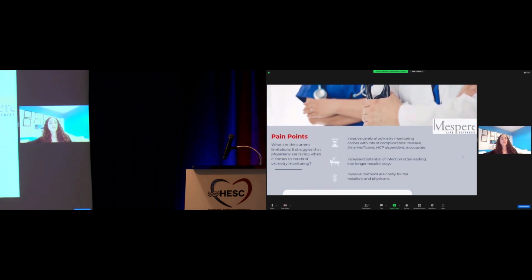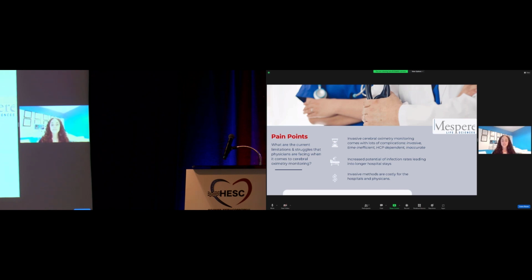So next, I wanted to talk a little bit about what the current limitations or struggles, the pain points that physicians and hospitals are facing when it comes to cerebral oximetry monitoring. As I've mentioned before, invasive cerebral oximetry monitoring does come with a lot of complications. First, it is invasive. Not only are physicians shying away from using any sort of invasive procedures, but patients are now also opting not to have to undergo any surgeries or procedures that are invasive.